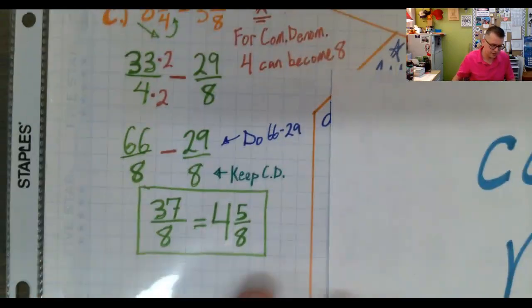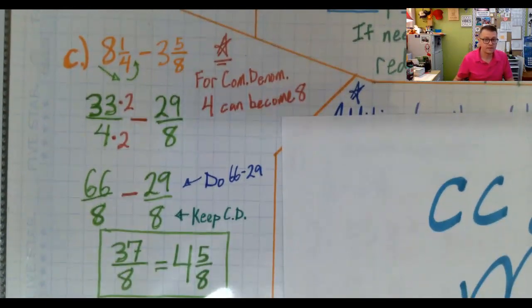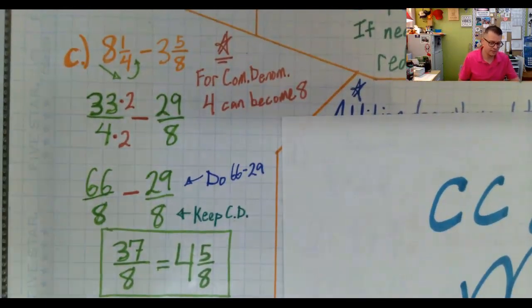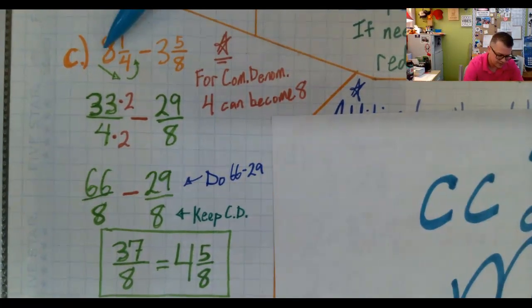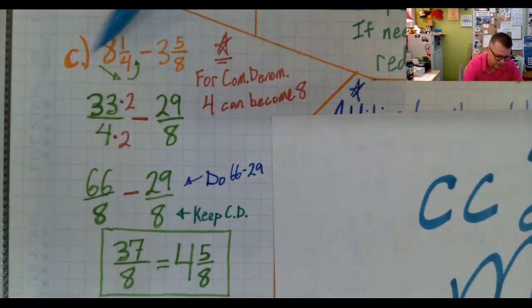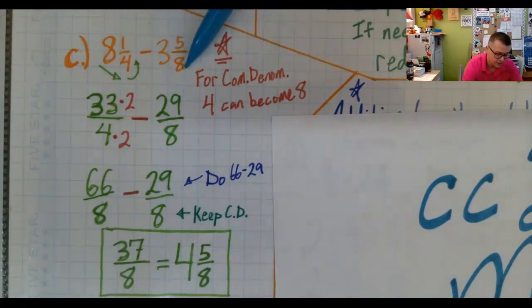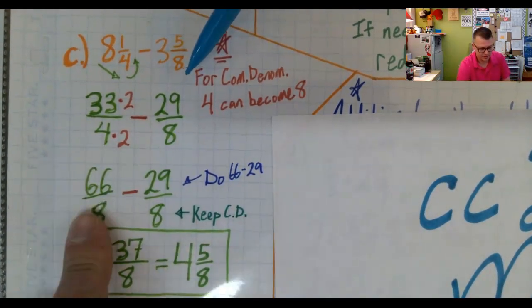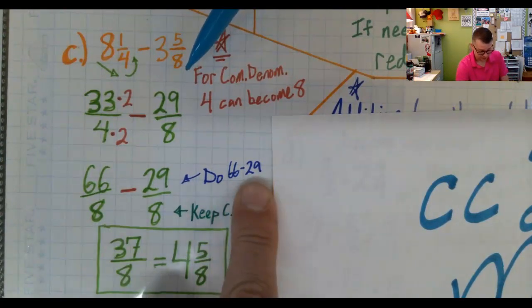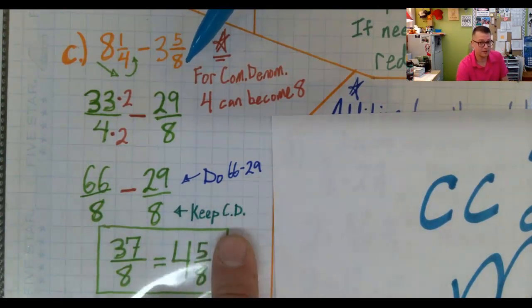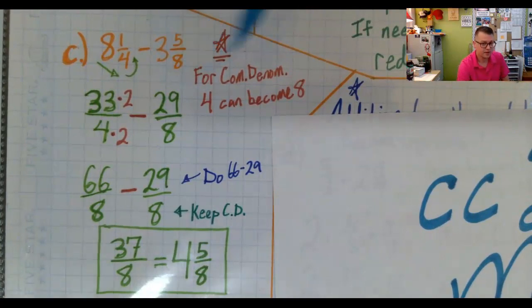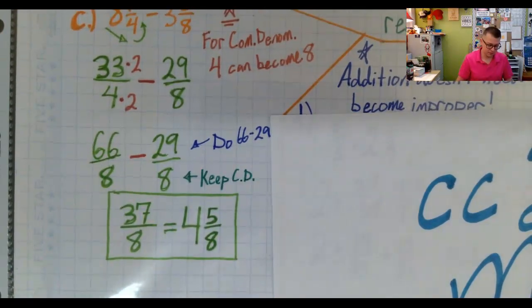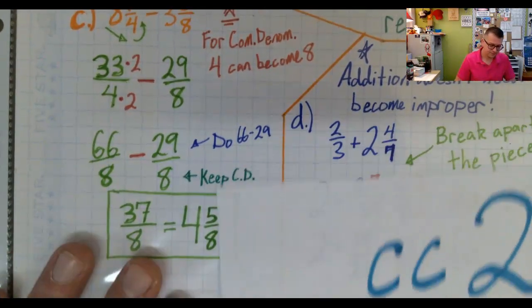Moving on to part C. Same process there. Let's make improper. So 8 times 4, then plus 1 more, 33 over 4. 3 times 8, 8, 16, 24. Plus 5 is 29, 29/8. Make common denominators. Do the subtraction on top, keep the denominator on bottom. 37/8 converts back to 4 and 5/8.